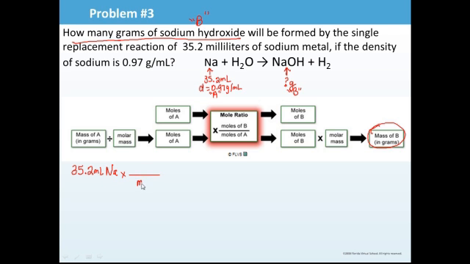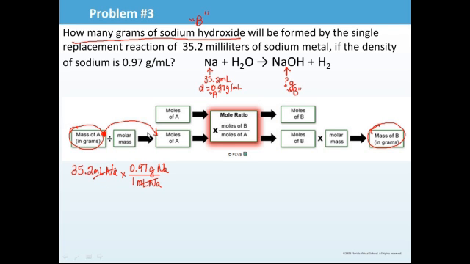Milliliters of sodium is what goes down here. And now once I have milliliters, I can use my density. Remember that density is 0.97 grams of sodium per milliliter. My units of sodium cancel. Now I have grams of sodium. Now I am here.